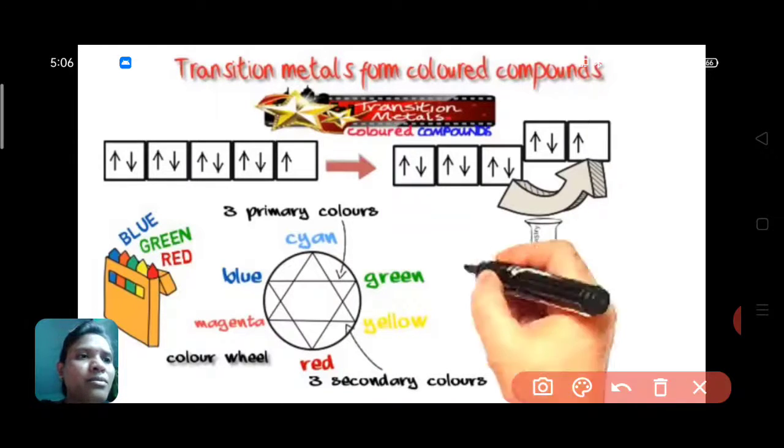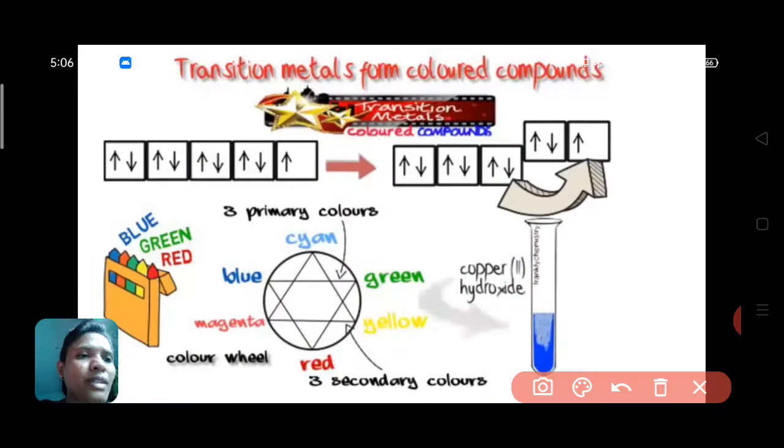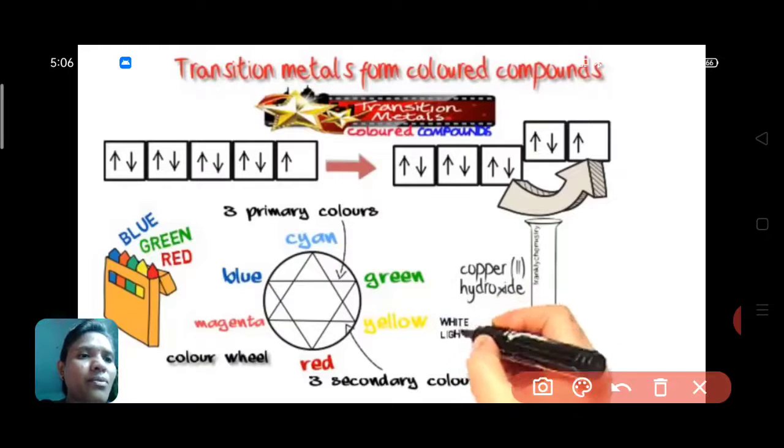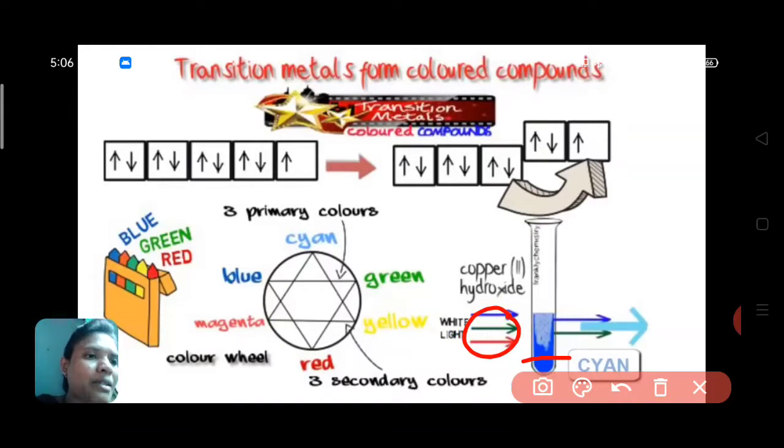Now I'll try to use that information to explain why, for example, copper(II) hydroxide appears light blue or cyan in colour. When white light hits the copper(II) hydroxide, white light is made up of blue, green, and red. The copper(II) hydroxide actually absorbs red light and reflects blue and green. If you look at the colour circle, when you mix these two primary colours, blue and green light, you get cyan. So after absorbing red light, the compound appears cyan.